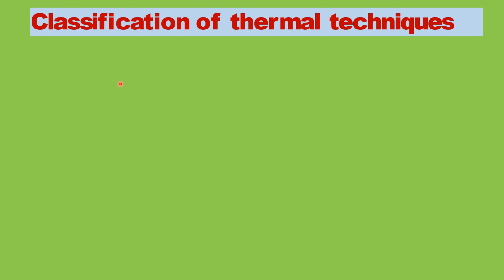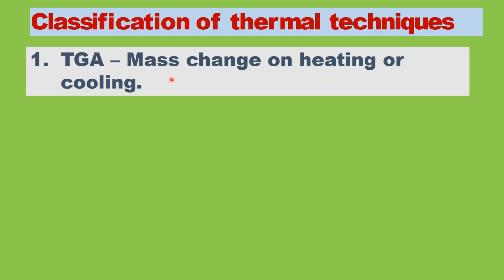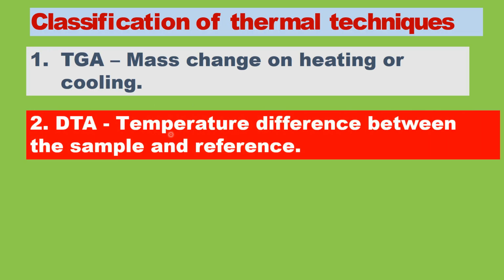Let us quickly summarize the classification of thermal analysis techniques. TGA measures change in mass on heating or cooling of the sample. In DTA, the temperature difference between the sample and reference is measured.